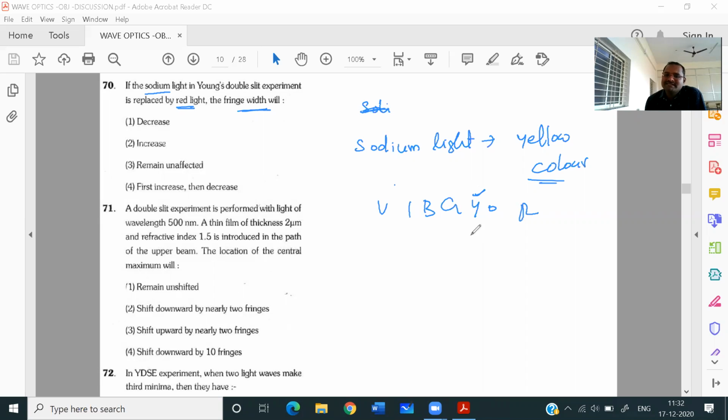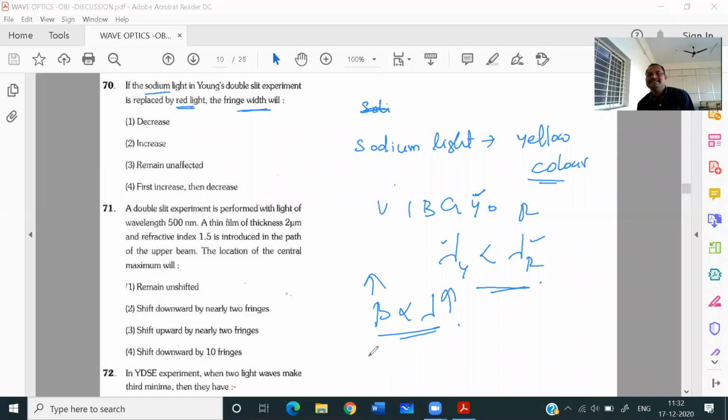Yellow color wavelength is less, lambda for yellow is less than lambda for red. Now when the yellow light is replaced with red light, lambda value is increasing, so what happens to beta, fringe width? Fringe width also increases. Yes, option 2 is the right answer. If you replace yellow color with red color light, you are increasing the wavelength. When wavelength increases, fringe width also increases, because fringe width is lambda capital D by small d, direct proportionality.